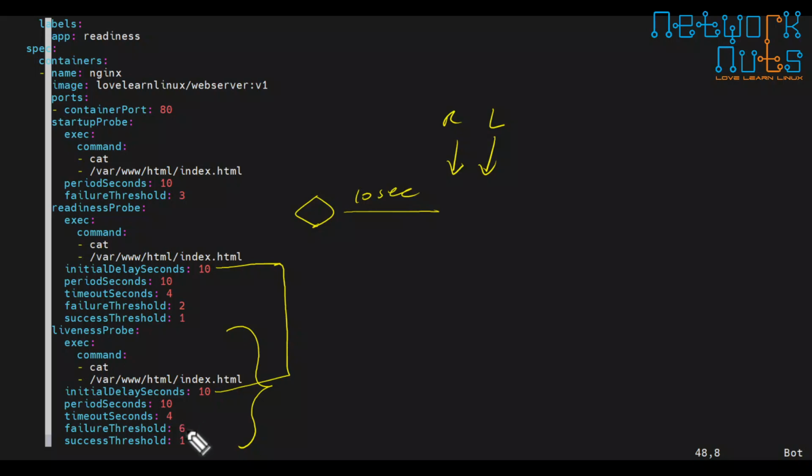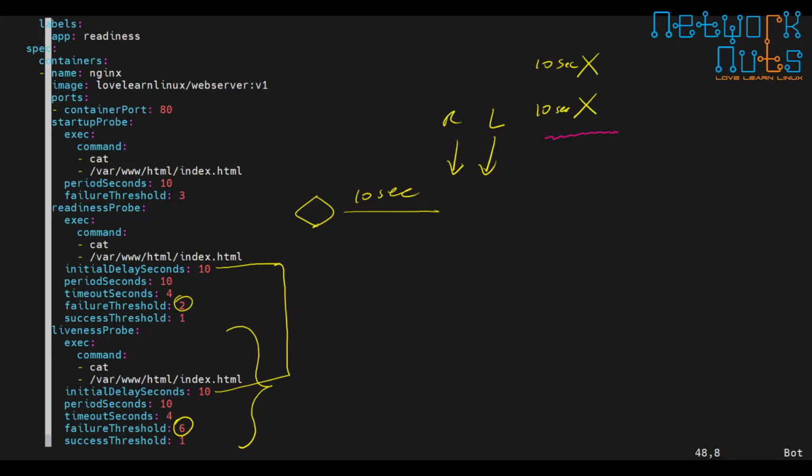The failure threshold I had set here is 6. Here the failure threshold is 2. Now please understand this. Suppose the yellow one is the readiness probe. If 2 times I'm not able to get the file www.html index.html, consider every x as 10 seconds, 10 seconds, 10 seconds. So if two times I'm not able to get the file, the container will be quarantined, which means there will be no more traffic coming onto this pod.